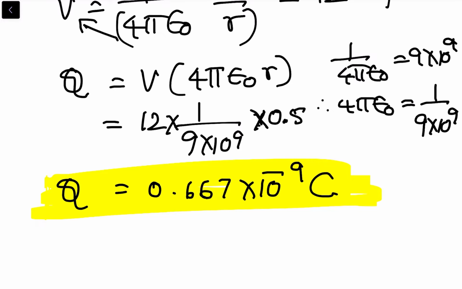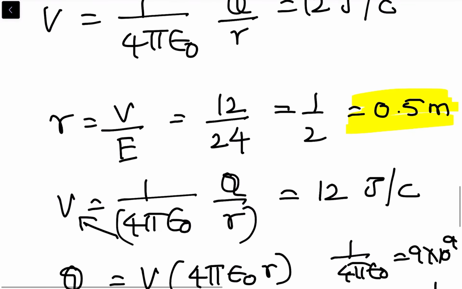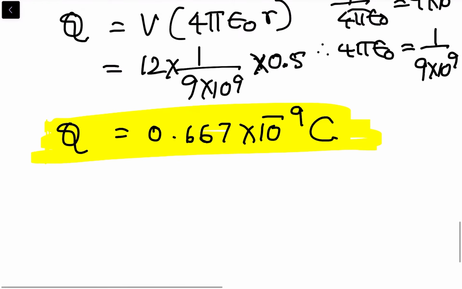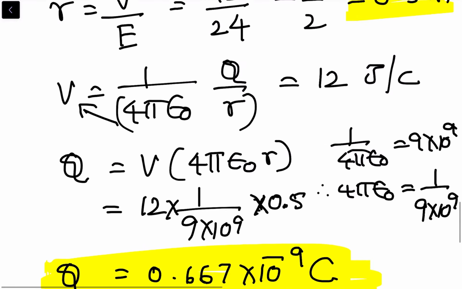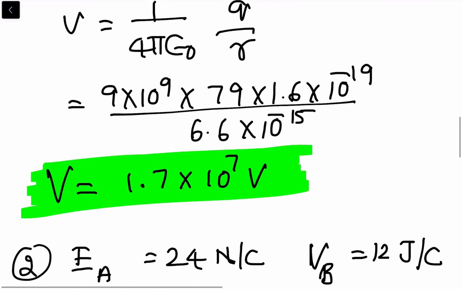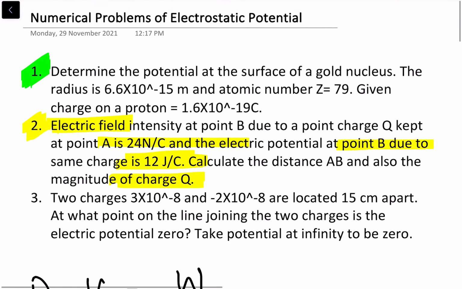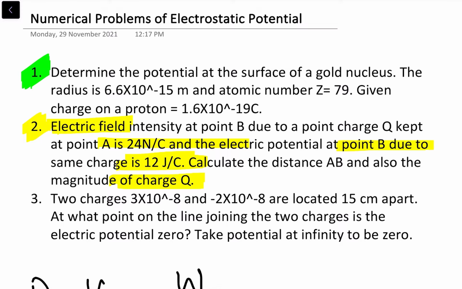So here we got the two answers. R is equal to 0.5 meters and Q is equal to 0.667 into 10 to the power of minus 9 coulombs. For this we have used the relationship between V and E, that is V by E is equal to R. So with this we have solved our second problem, and now let's go for the third problem.